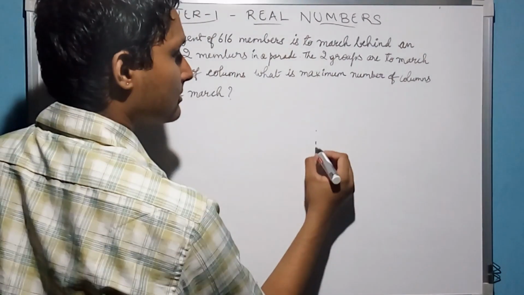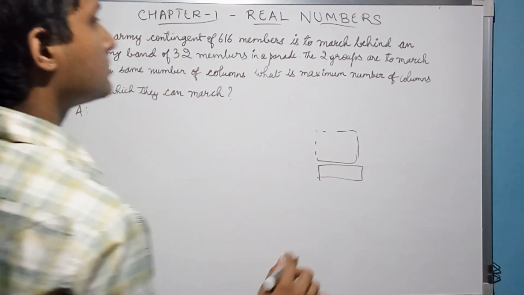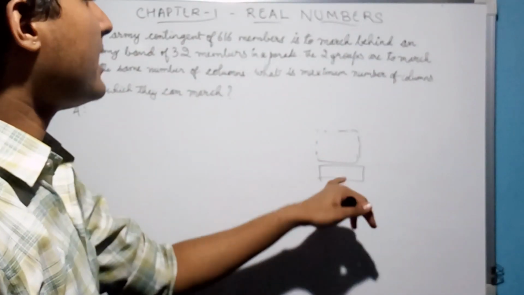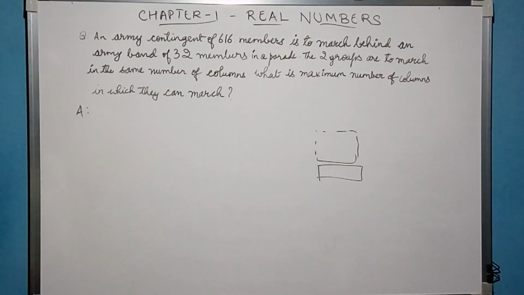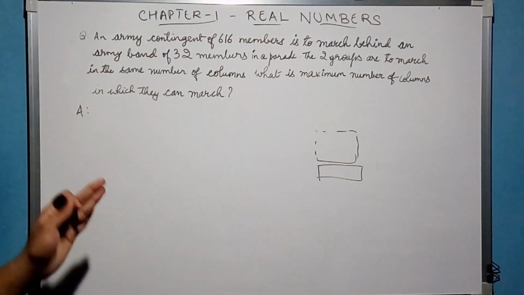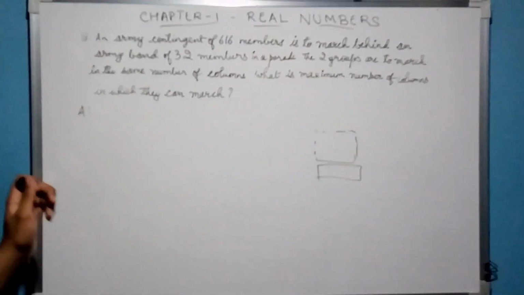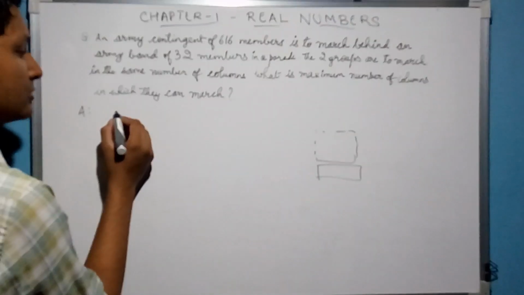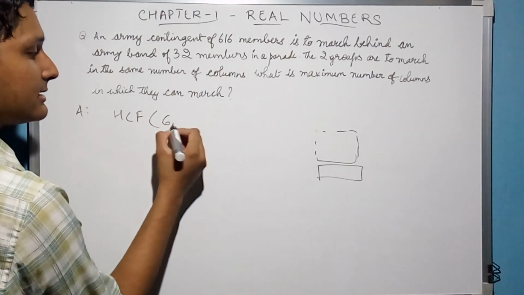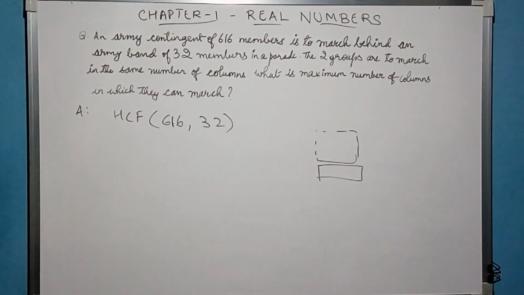So there are so many people, maybe 616 people here, and this should be the same number of columns as the band. Same number of columns for the band people as well as the army people to march. So for this you need to find the highest common factor of 616 and 32 so that you can have a proper rectangle. Otherwise it's not possible for them. Maybe some people are extra while doing that. So for this you need to find the HCF of 616 and 32. For finding the HCF of 616 and 32, we are going to use Euclid's division lemma.